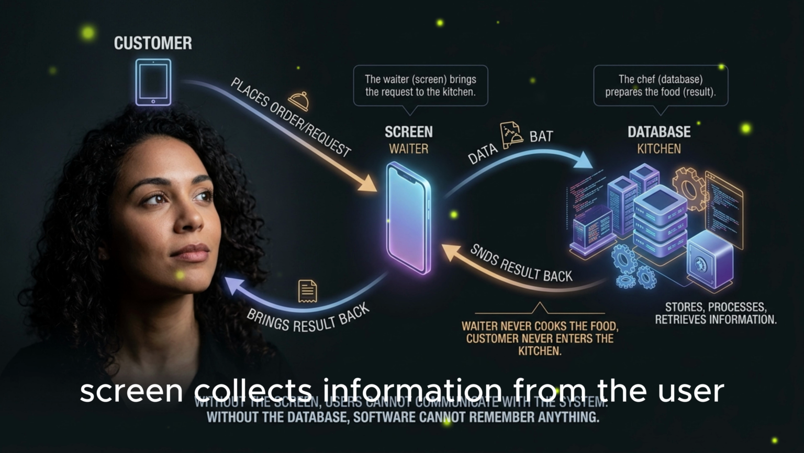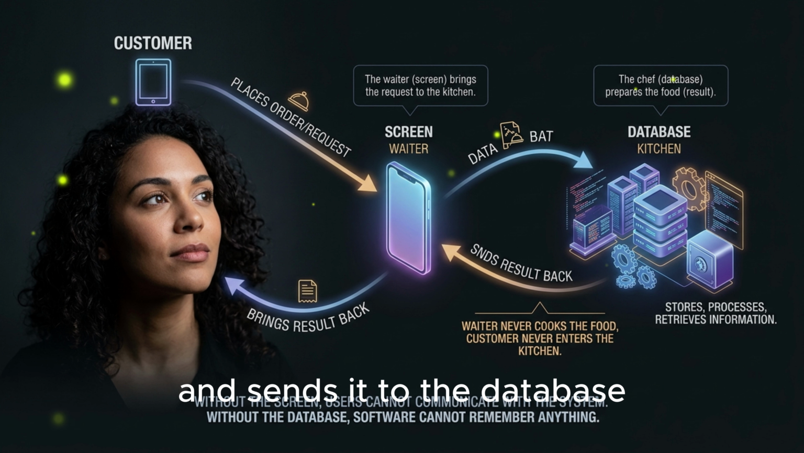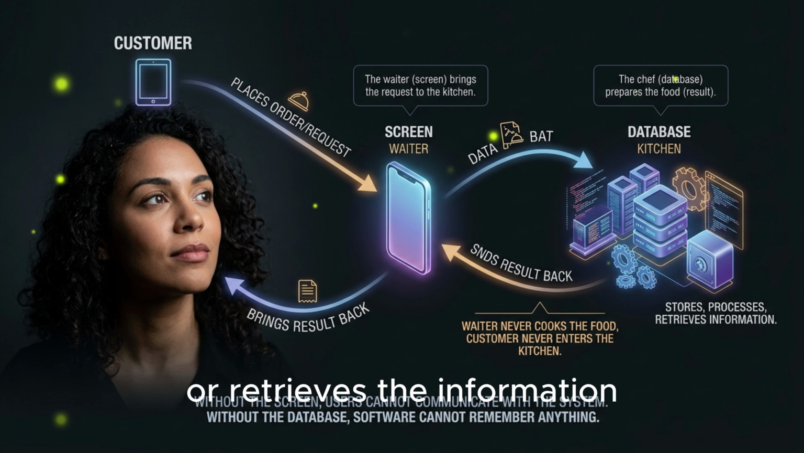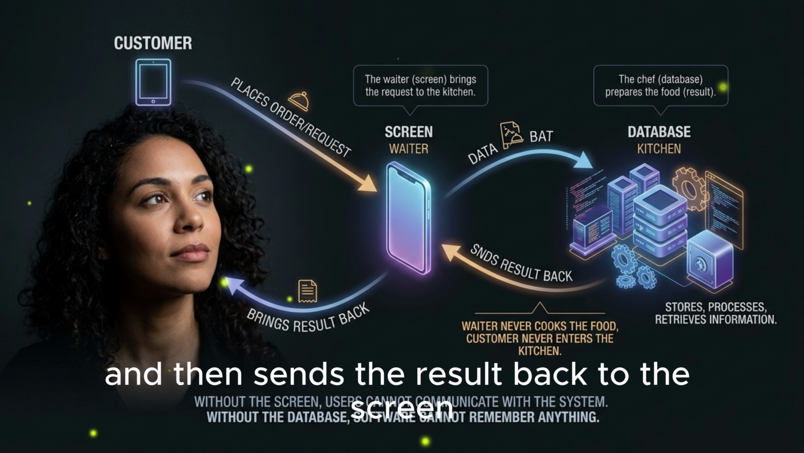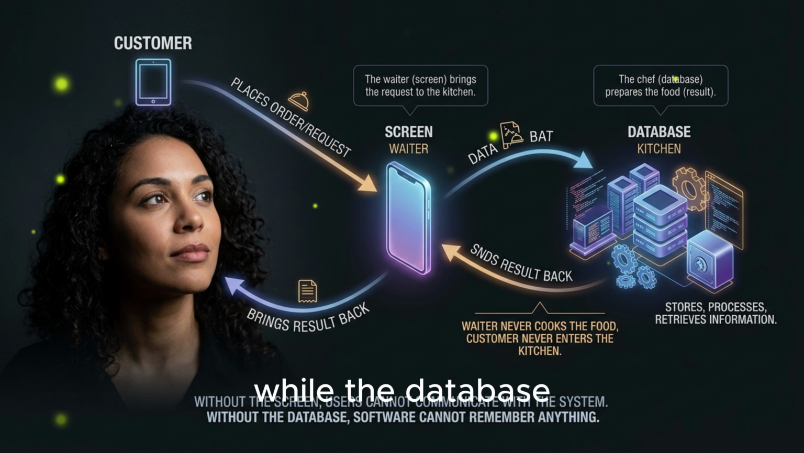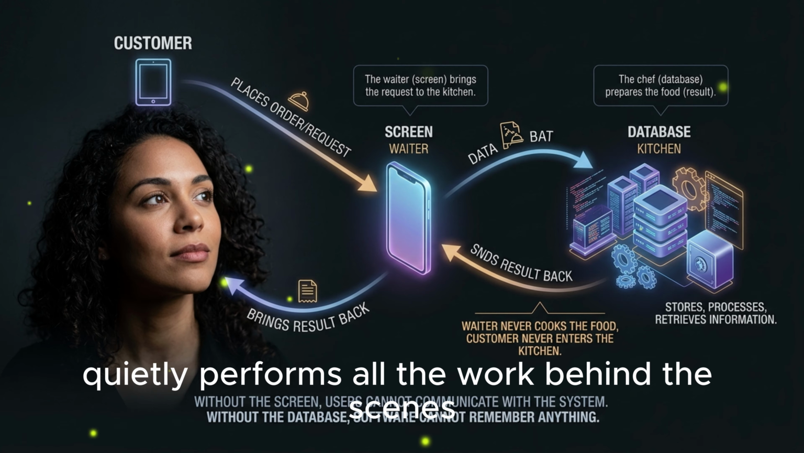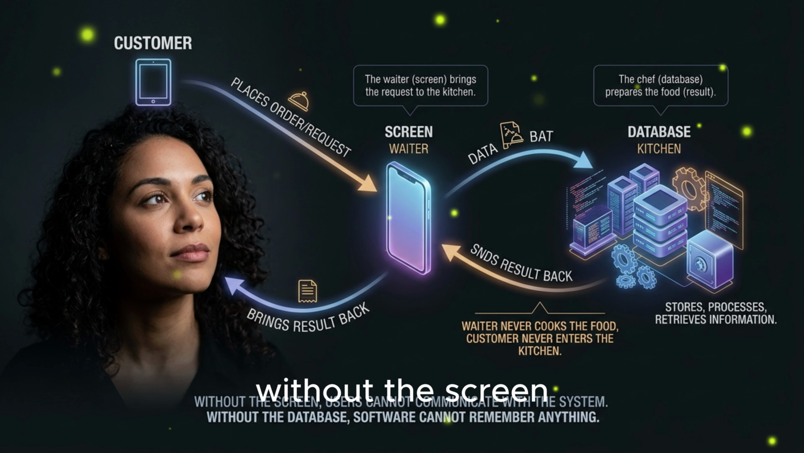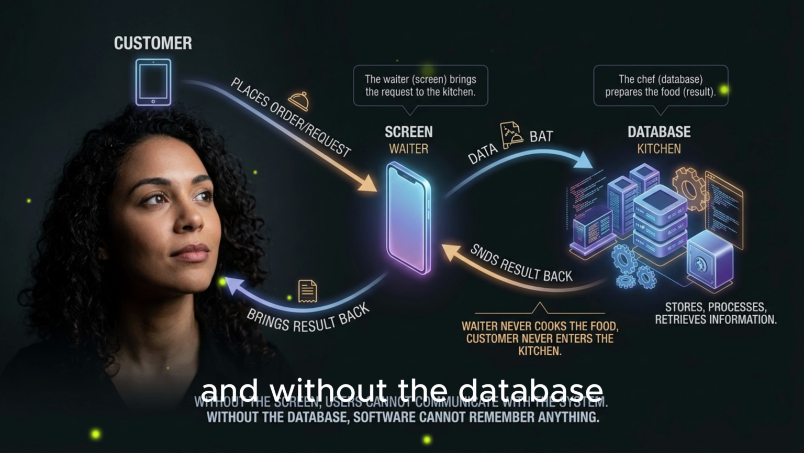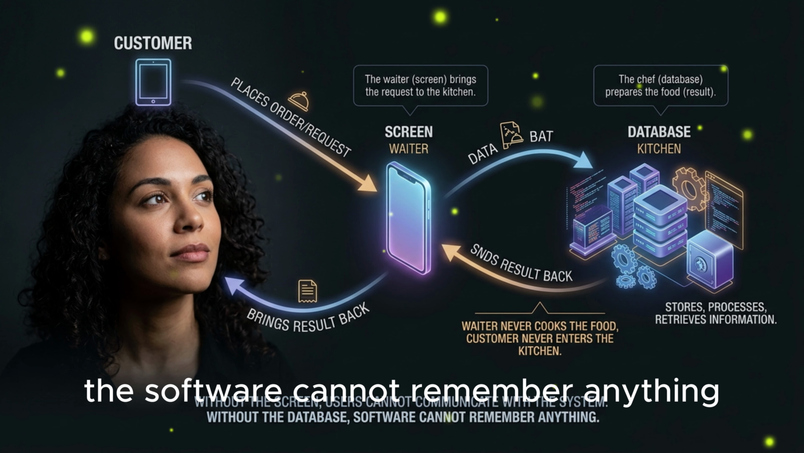The screen collects information from the user and sends it to the database. The database stores, processes, or retrieves the information, and then sends the result back to the screen. This is why users only interact with screens, while the database quietly performs all the work behind the scenes. Without the screen, users cannot communicate with the system, and without the database, the software cannot remember anything.